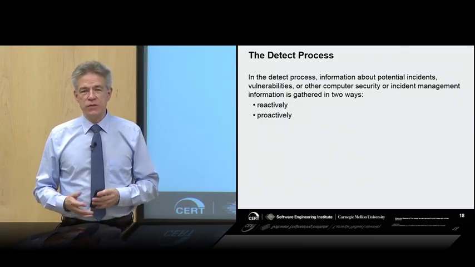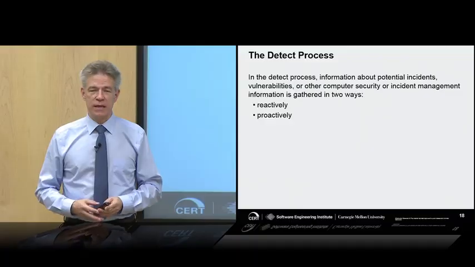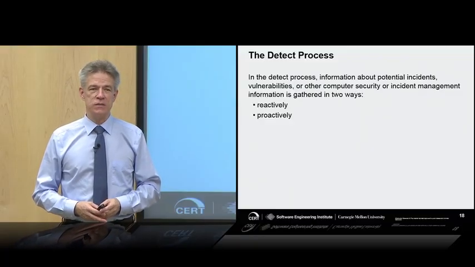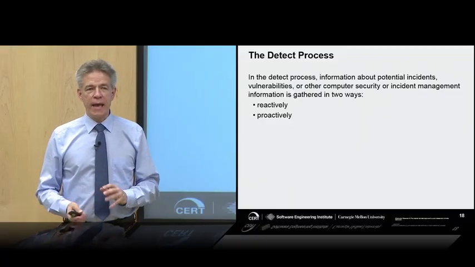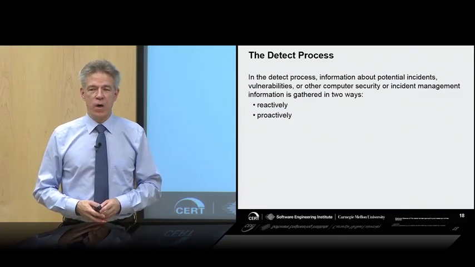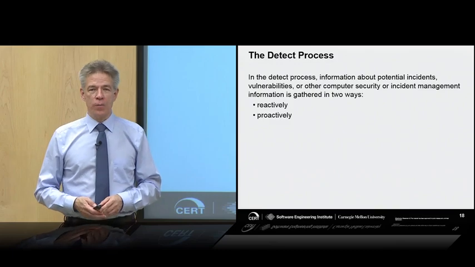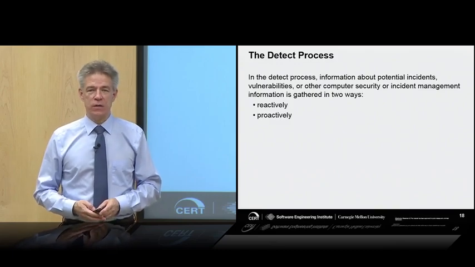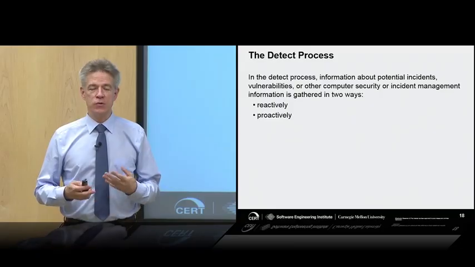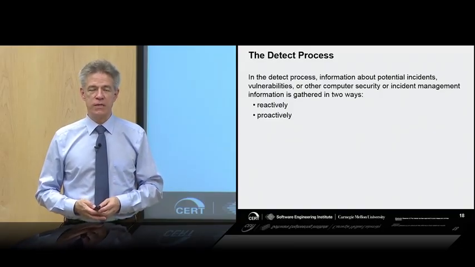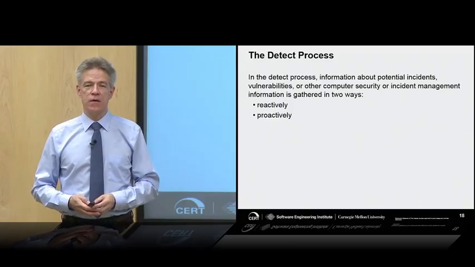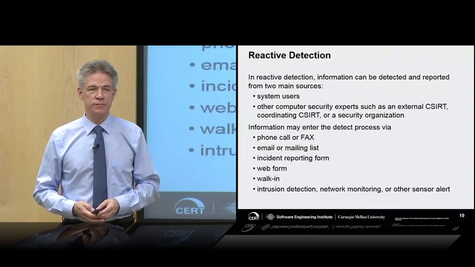So we'll look at these two different phases of the detect process about getting information about events and incidents. We'll look at the reactive way, which is again just having information reported to you from third parties, or proactively identifying as quickly as possible incidents occurring by doing monitoring and looking for signs of intrusion before someone else identifies that and reports it to you.